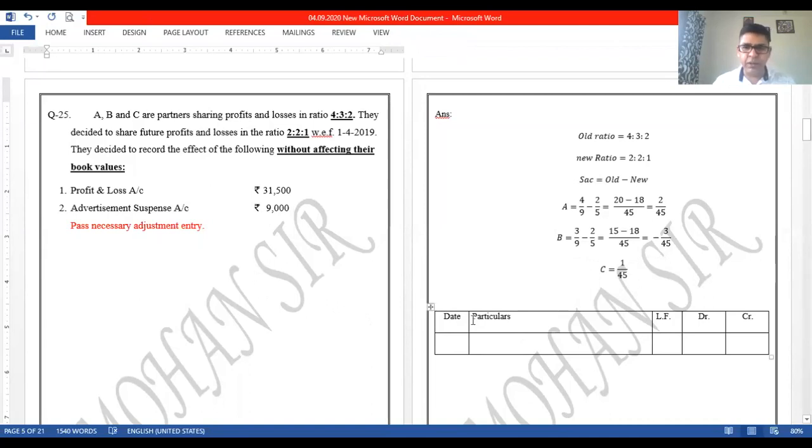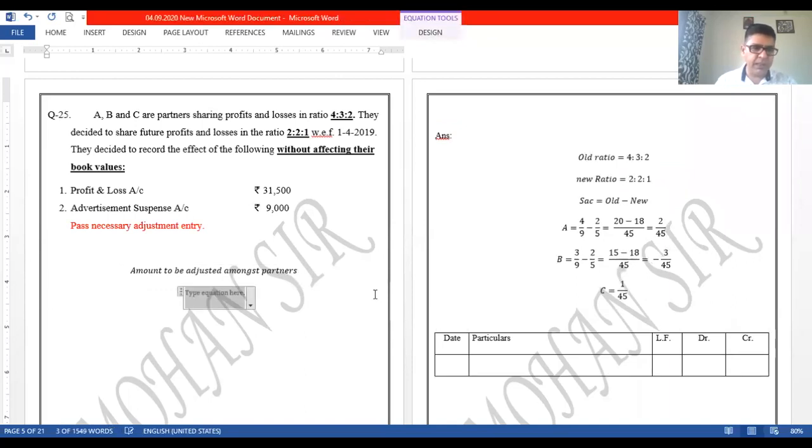Okay, तो मुझे वो भी calculate करना पड़ेगा. Let me write on the left hand side over here. Amount to be adjusted, right? Among the partners. Okay, so we can see that we have profit and loss account. Okay, so 31,500 positive रहेगा, because as I told you, nothing is mentioned, so it is to be taken as a credit balance, a part of the profit itself.